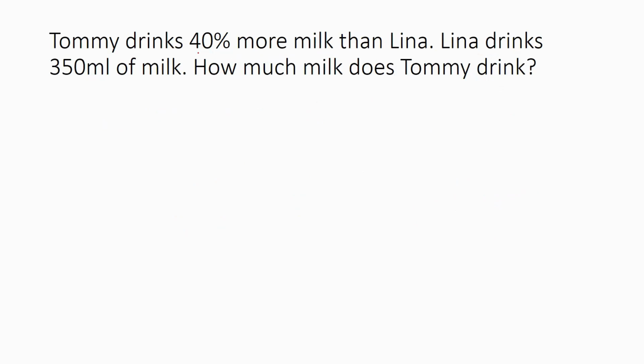Tommy drinks 40% more milk. So it's 40% more than Lena. And Lena drinks 350 ml of milk. How much milk does Tommy drink? So we need to find out how much he drinks. What we know about Tommy is that he drinks 40% more than Lena. So let's find what is 40% of 350 ml.